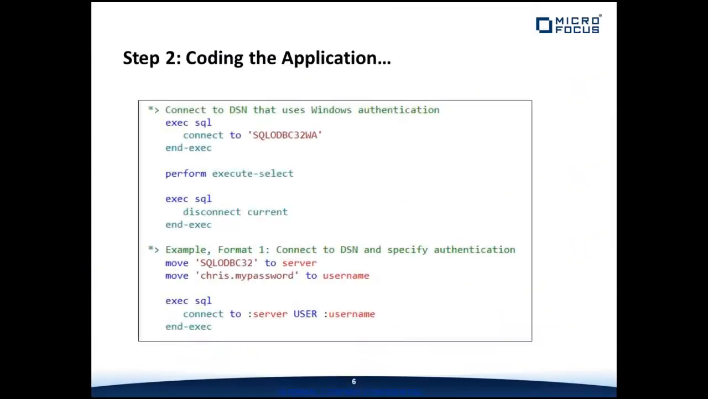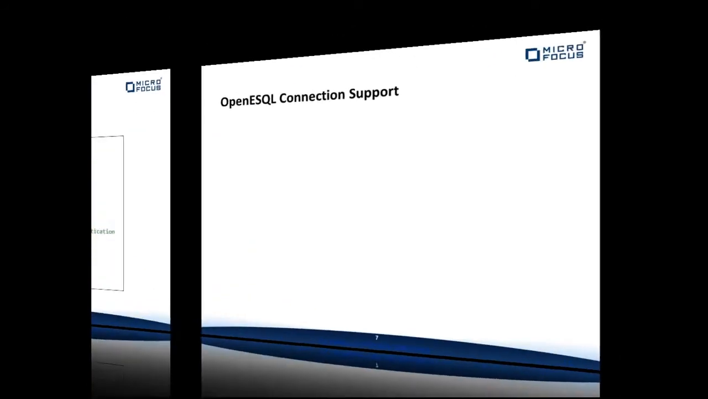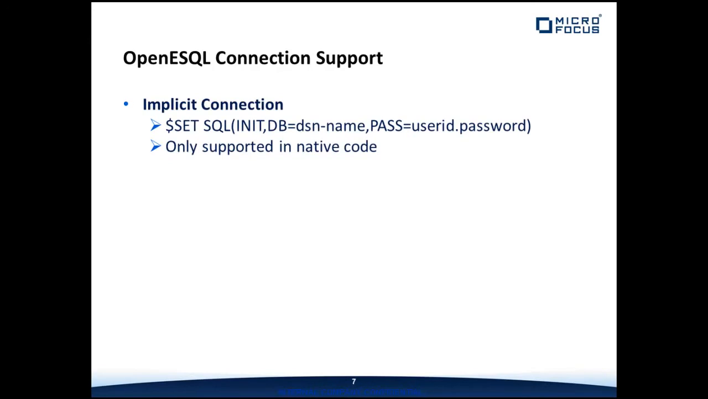So after you have created your DSNs, the next step is to code your application using the appropriate connection technology. There are several methods available for connecting to a database from a Visual COBOL application. The first method is to use an implicit connection. In an implicit connection, all required connection information is provided directly using compiler directives. You can specify your DSN in the DB directive and your user credentials in the pass directive if required. The init directive is then used to tell the compiler to connect using the DB and pass directives when the application is run.